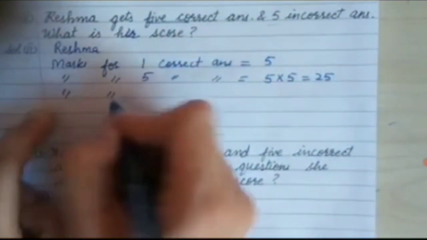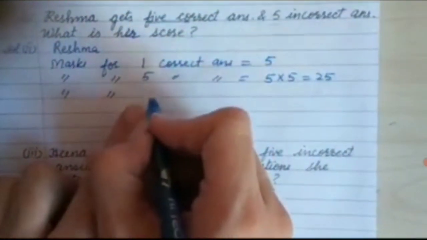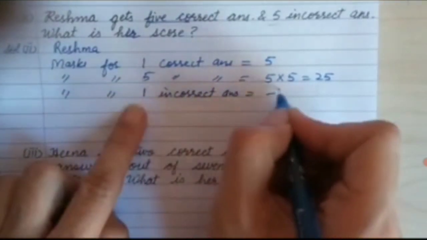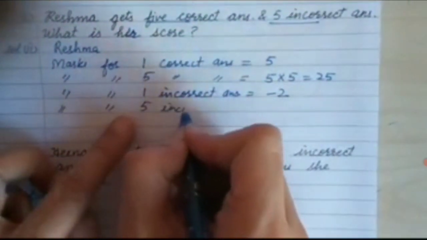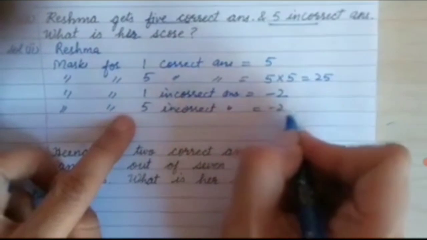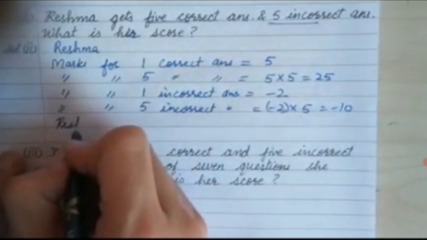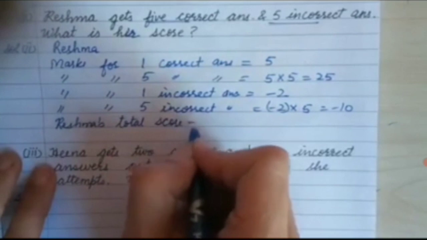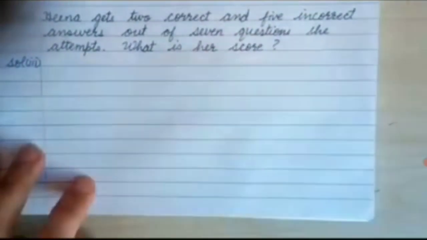So marks for 1 incorrect answer. She has 5 correct answers and 5 incorrect answers, and marks for 1 incorrect answer is minus 2. Then she has 5 incorrect answers, so it's minus 2 into 5, which is minus 10. So Reshma's total score is 25 for correct answers and minus 10 for incorrect answers, so 25 plus minus 10 is 15. That is the answer. So now it's Hina's point of view.